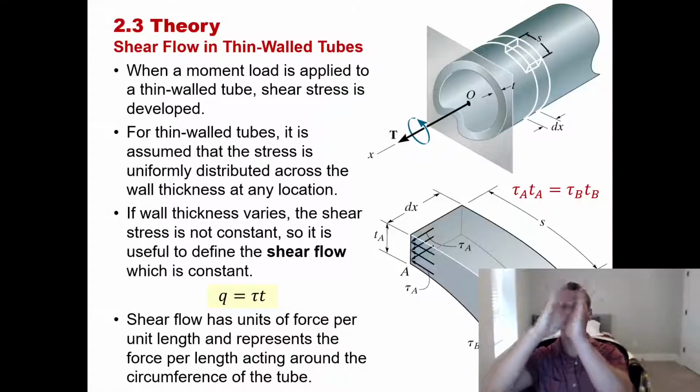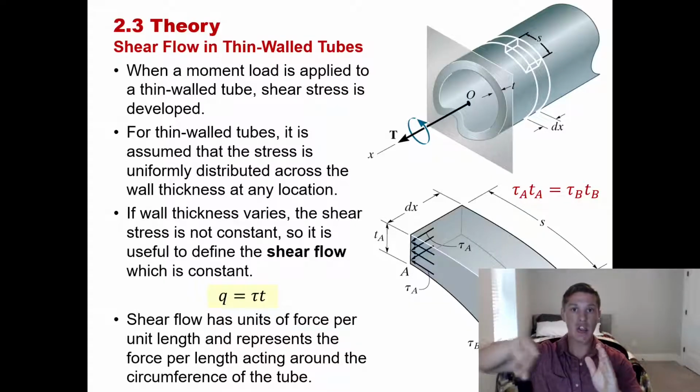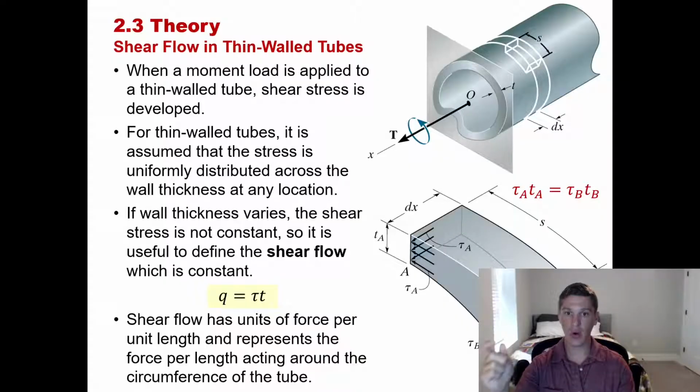Now that means if Q is constant and we have a variable thickness t, the shear stress at different locations around the circumference of the tube is not going to be constant. So anywhere that we have a different wall thickness, we are going to have a different shear stress. So let me hide this camera again and we can look at this slice that we have.